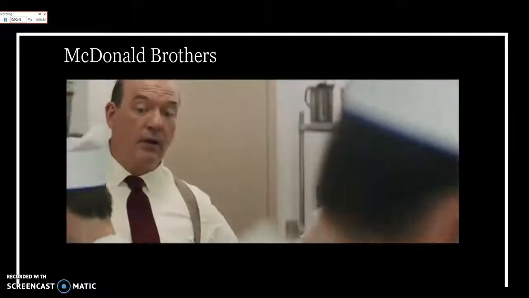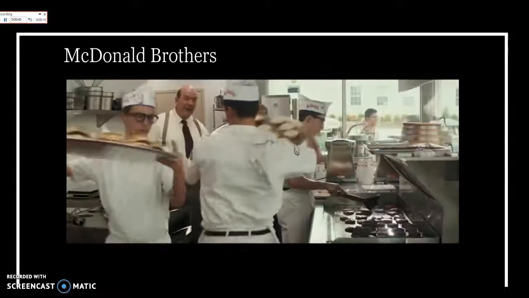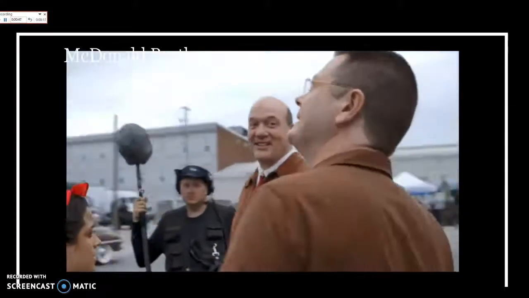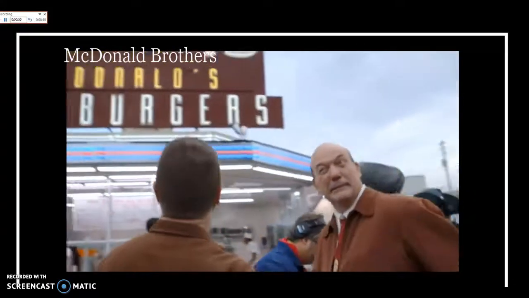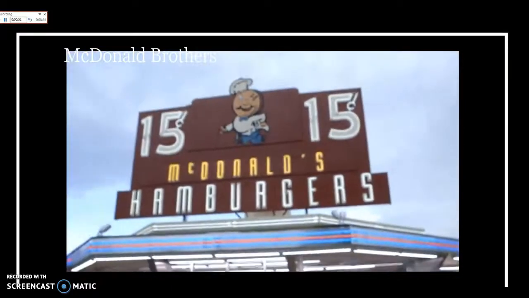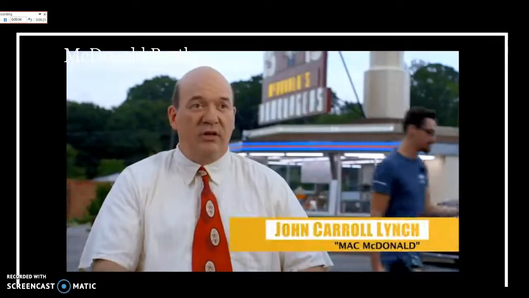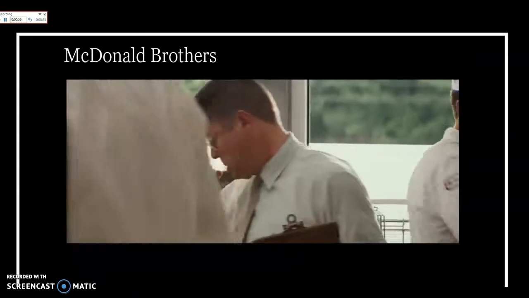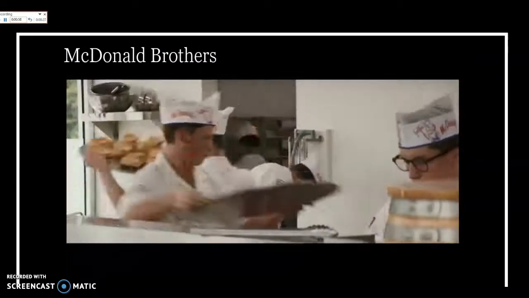Watch out. Burger crossing. Mac and Dick McDonald stumbled onto a new system to fix the ills of the drive-in business, essentially, which is what they were in when they started. They're sort of the Henry Ford of fast food. So they developed this choreographed way that food could be made in 30 seconds rather than 30 minutes.